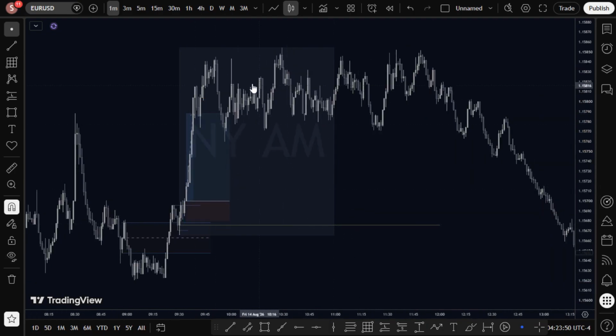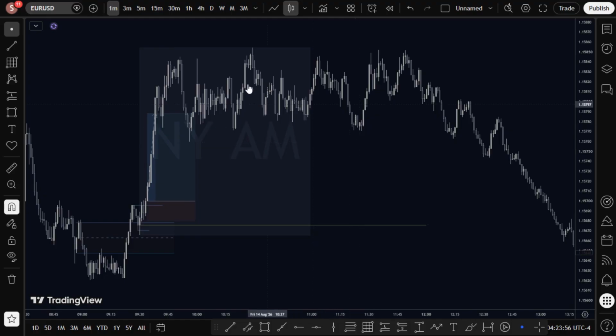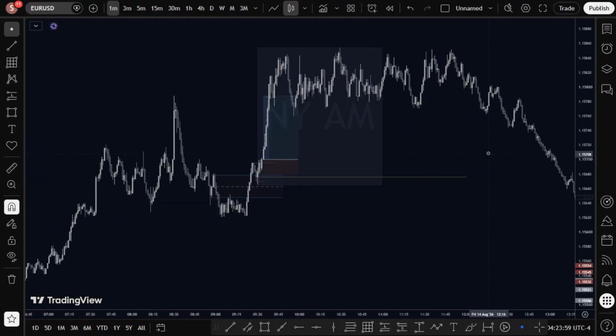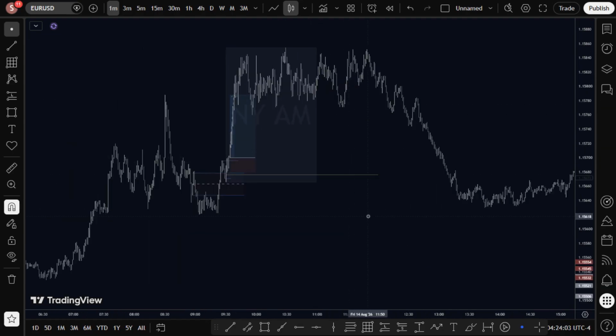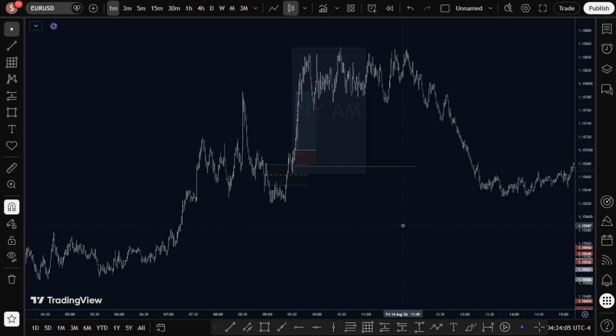So at this point, you can see price is now above our opening price. So we'll be looking for sales. Look at how the market sold down. But this is outside our window, so we'll not take this trade. Let's look at another example.